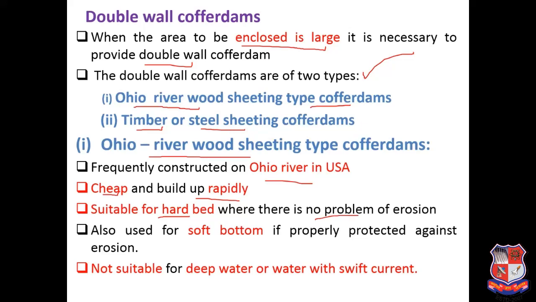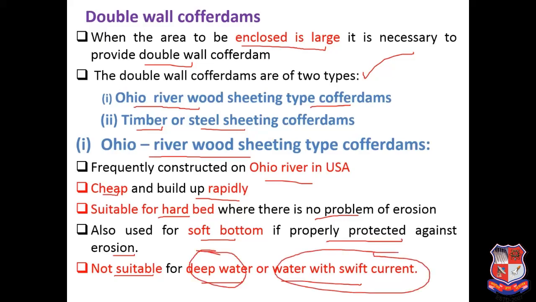If a hard bed is available, the chances of erosion are less, where you can utilize it. Then it can also be used for a soft bottom, but it has to be protected against erosion, and it is not suitable for deep water or water with a swift current. So these are the two conditions under which it is not advisable to use the double wall cofferdam.